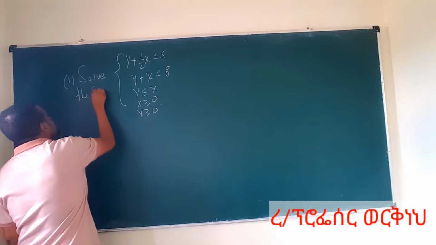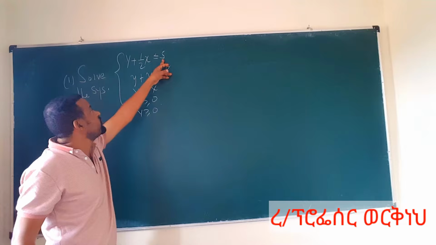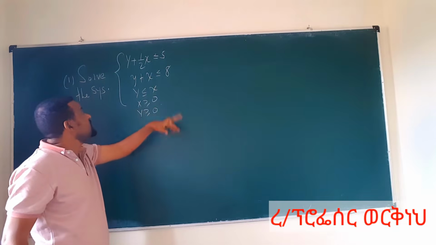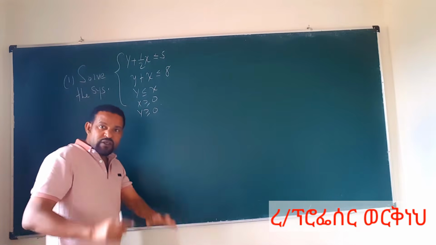Good, so solve the system of, of course, this is a system of linear inequalities. y plus 1 over 2x is less or equal to 5. y plus x is less or equal to 8. y is less or equal to x. x greater than or equal to 0. y is... So the first task.